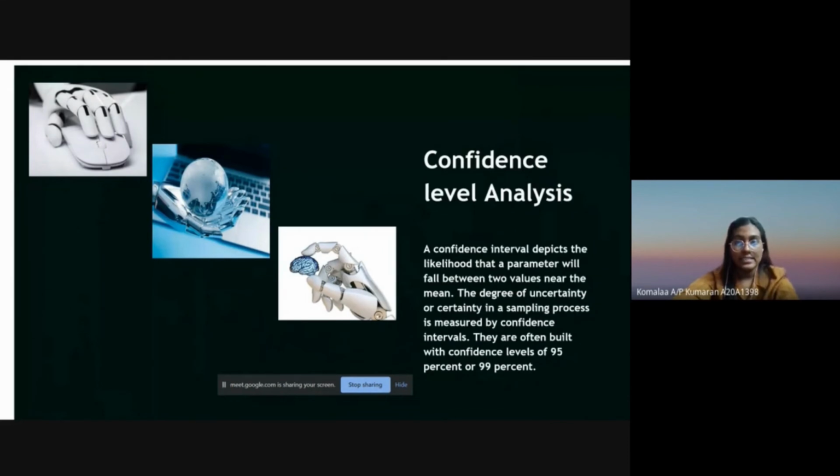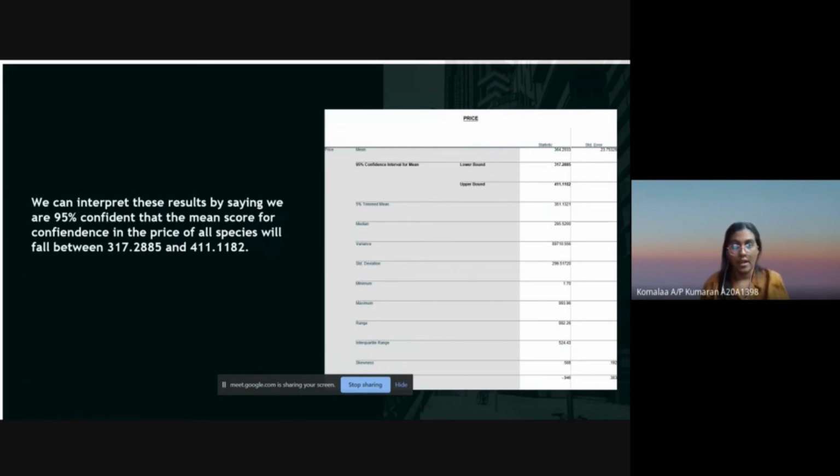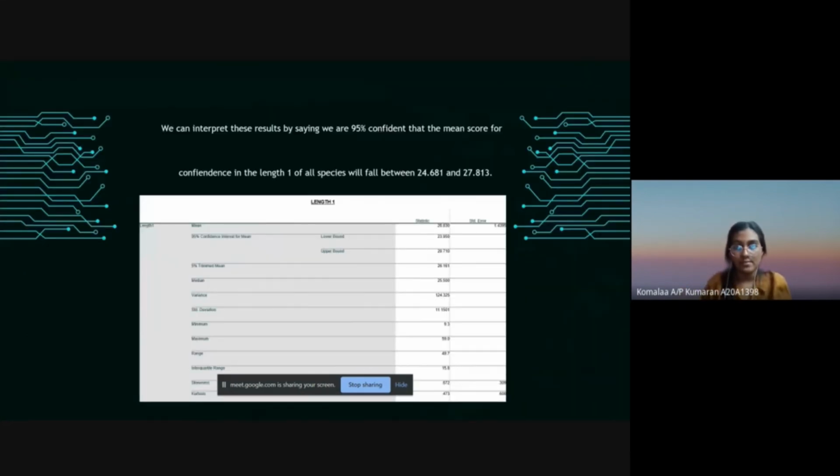A confidence interval depicts the likelihood that a parameter will fall between two values near the mean. The degree of uncertainty or certainty in a sampling process is measured by the confidence interval. They are often built with a confidence level of 95% or 99%. So we can interpret this result by saying we are 95% confident that the mean price of all species will fall between 317.2885 and 411.1182.